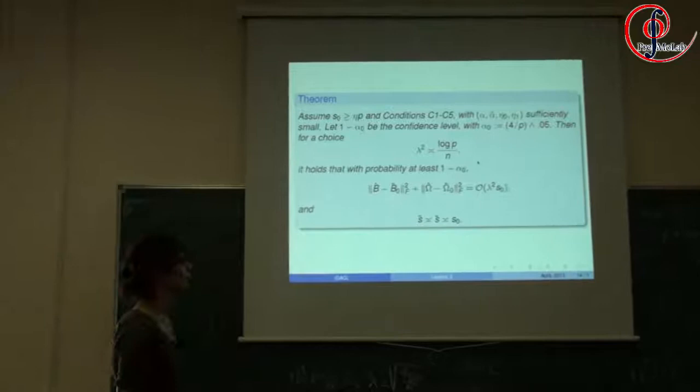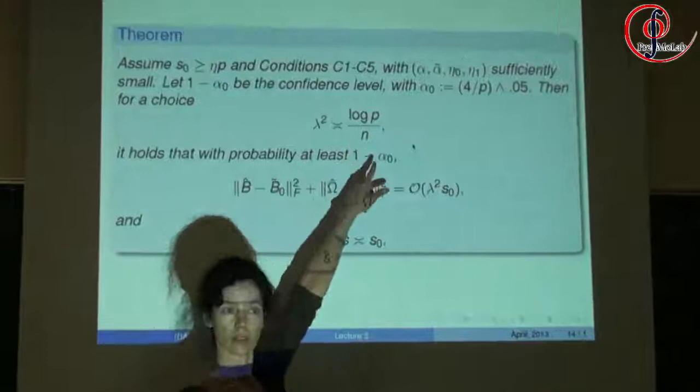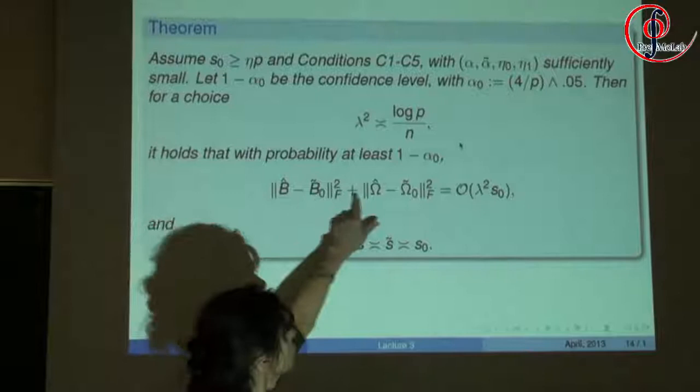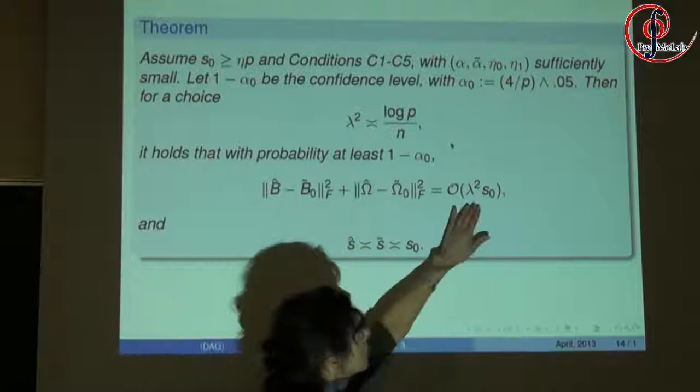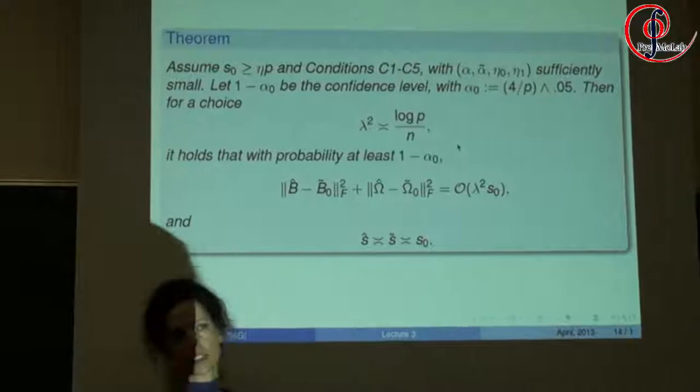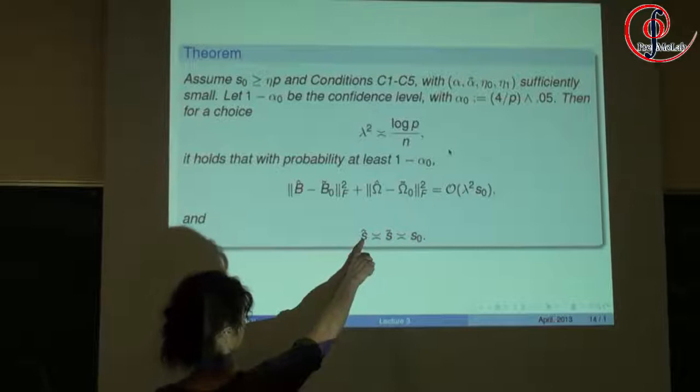If you assume all these conditions, then you get the tuning parameter of the usual order, no problem. A rate of convergence, I'm writing in terms of order for the sum of squares of all the coefficients, and the sum of squares of all the noise variances. They are all estimated with the right weight. Just the number of non-zeros divided by sample size and the log term. Okay? That's as good as you can get. And also the number of non-zeros that you found is about of the same order.